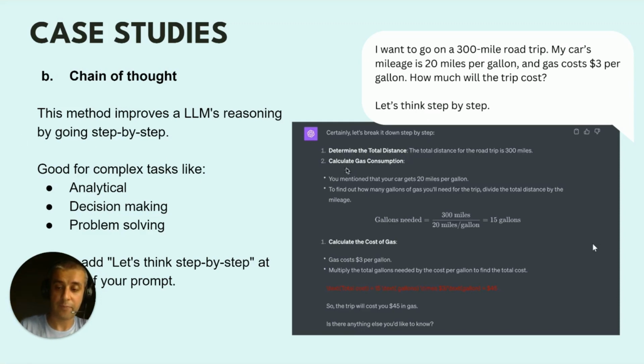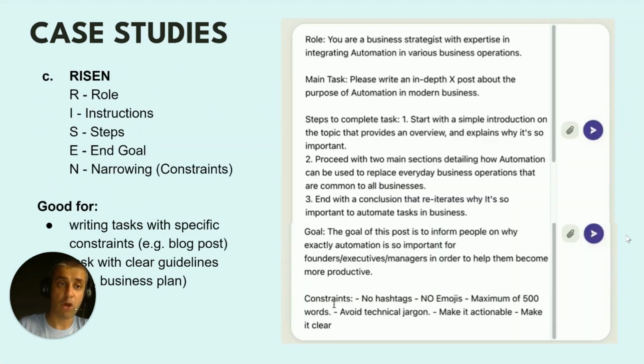The next one we have is another very interesting framework, which is called RISN. Role, instructions, steps, end goal, and narrowing it down. Role, as we used before, for example, in this particular prompt, we have you're a business strategist. The main task is to develop an in-depth post for you. And then the steps, how do you want to go about laying out this post? So start with a simple introduction on the topic.